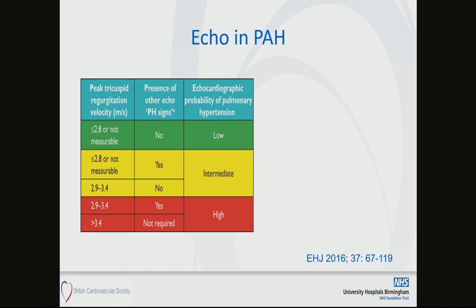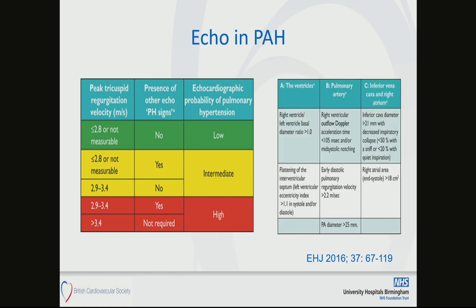So they're looking at your TR Vmax for your first thing. If it's less than or equal to 2.8 meters per second, it is really unlikely that you have pulmonary hypertension. If it's greater than 3.4 meters per second, it is really likely that you've got pulmonary hypertension. And then you've got all the bits in between, and that's when you look for your other features on the echo to support your diagnosis.